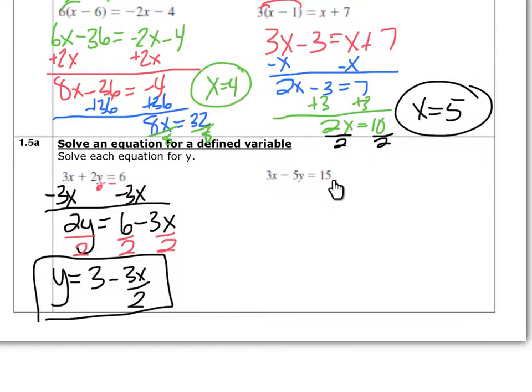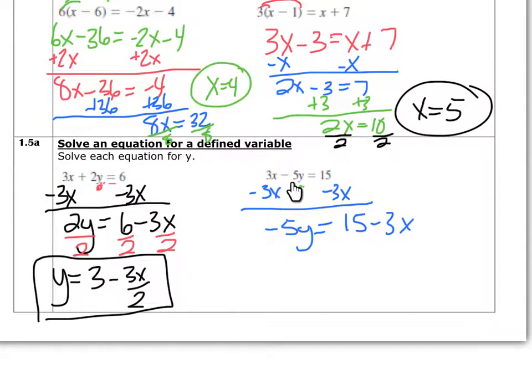Now for this one here, to get y by itself, let's just isolate the y real quickly. When we look at that, the y is right here. So what I have to do is to get rid of the minus 5 and the 3x. Again, work my way toward the y. The 3x is furthest out, so move that first. To move a positive 3x, I'm going to minus 3x from both sides. It's going to leave us with a minus 5y equals 15 minus 3x.